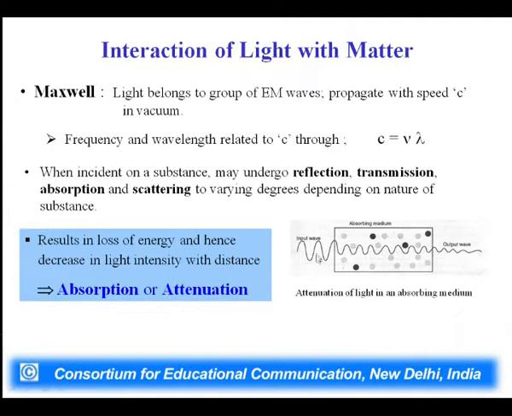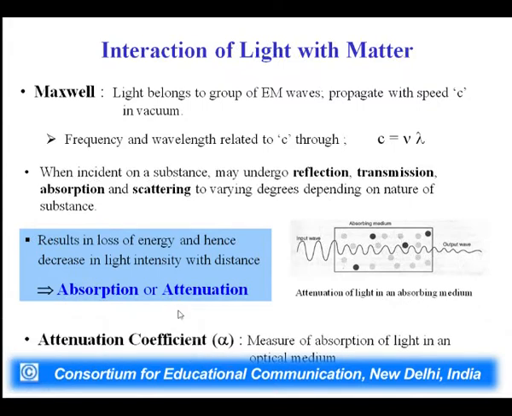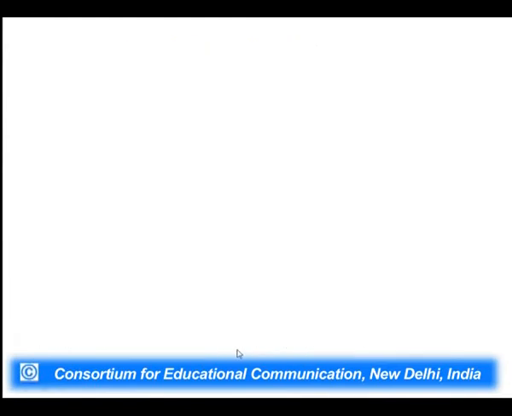Here the input wave is going into the absorbing medium, which is a medium that absorbs the light, and the output wave shows the loss of energy. This is the attenuation of light in an absorbing medium. Attenuation is defined by the attenuation coefficient alpha, which is a measure of the absorption of light in an optical medium. Here this is the optical medium, and the absorption of the light takes place, which is defined by alpha.